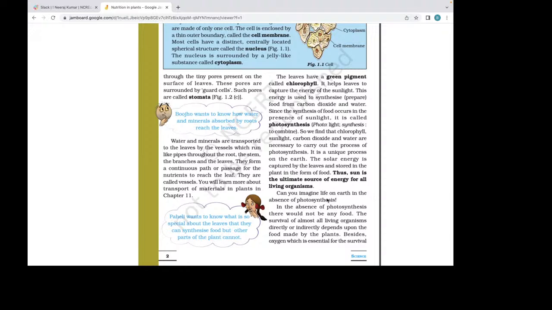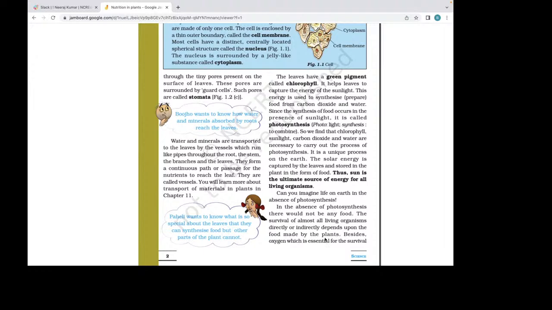And अगर food नहीं होगा तो आप नहीं होंगे. So we cannot imagine life on earth in the absence of photosynthesis. In the absence of photosynthesis, there would not be any food. The survival of organisms, all living organisms, directly or indirectly depends upon the food made by plants.